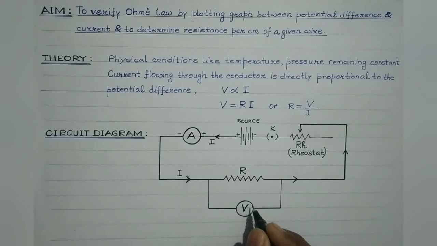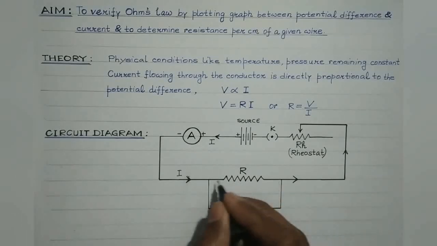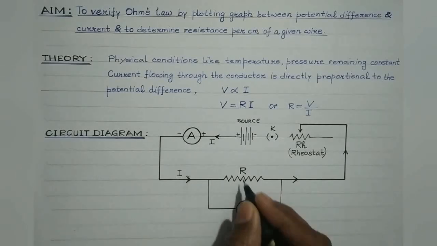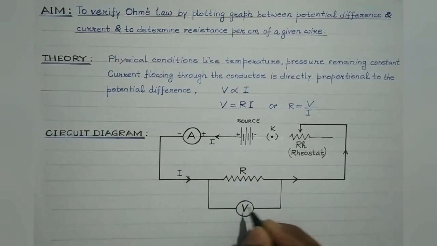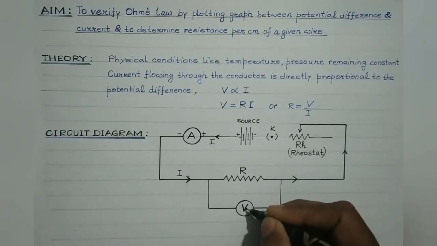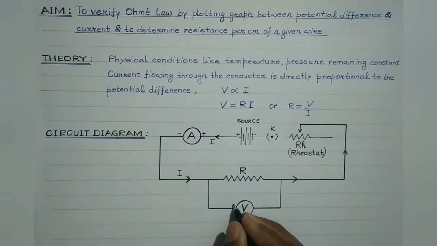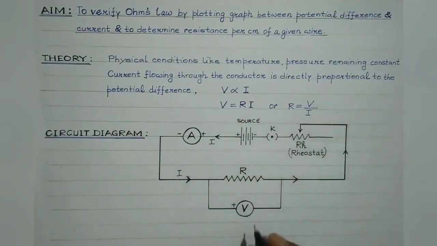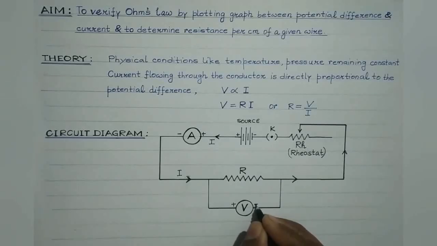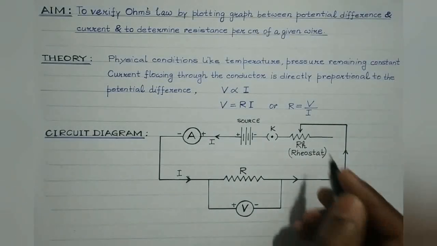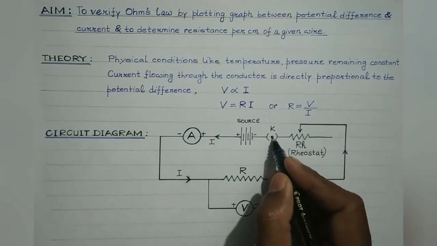This is the voltmeter, which is used to measure potential difference, and it is to be connected in parallel across the conductor across which the potential difference is to be measured, right? So it has to be connected in parallel. So with respect to the source, this is the positive terminal. So this must be the positive terminal of the voltmeter, and this must be the negative terminal of the voltmeter, right? And this is a one-way key which is closed.